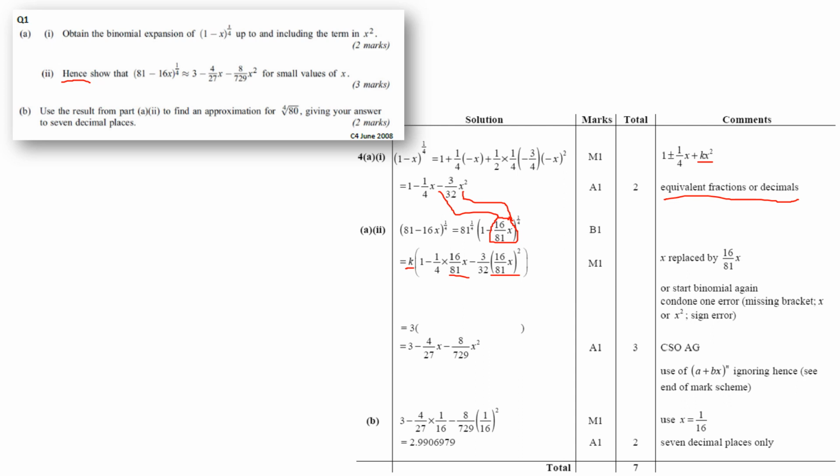And the final mark here, you have to have the fully correct answer. So you've got to recognize that 81 to the quarter is 3, and then you multiply through everything by 3. You should be able to write it in the format they've given.